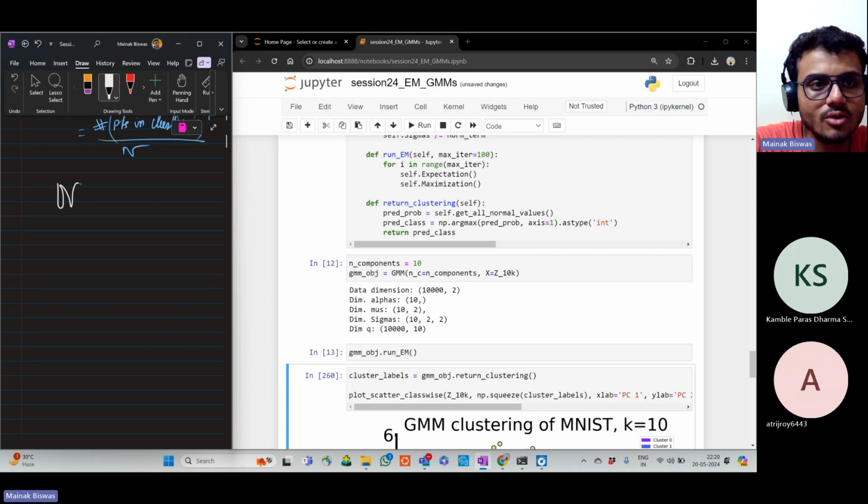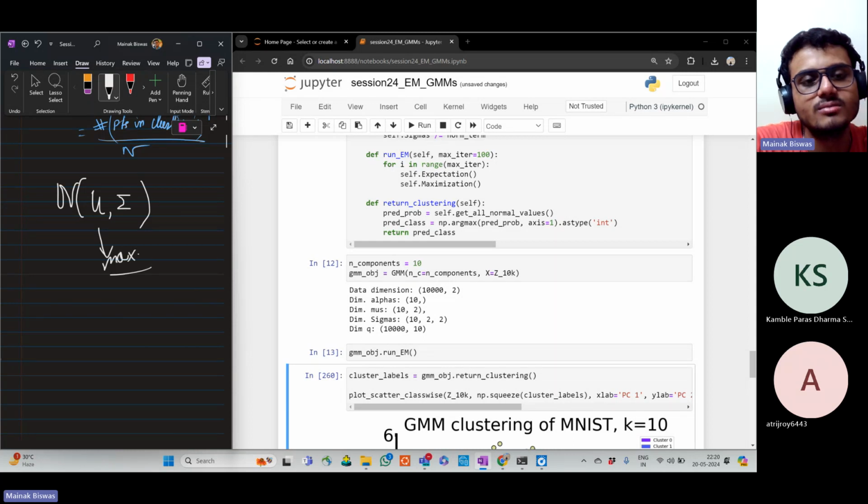Because the normal distribution of mu and sigma will give me a number, right? Whichever is maximum, the data point will belong to that cluster. This is the way you can use it for clustering, correct? Yes. For a new data point, you will see which normal distribution has the maximum PDF.